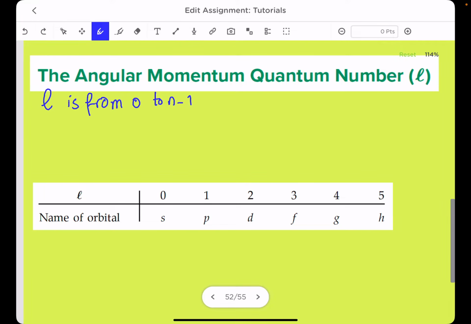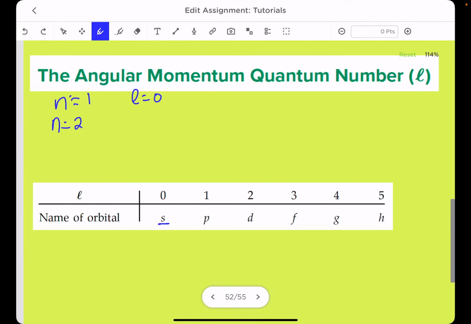So let's say, for example, an electron is on the first energy level, okay? So when the principal quantum number N is equal to 1, there's only one possible value for L because L is from 0 to N minus 1. So 1 minus 1 is equal to 0. There's only one possible value for L, which is 0. And 0 means S.